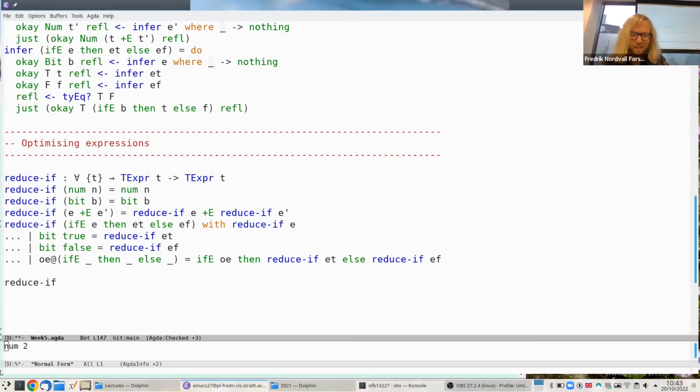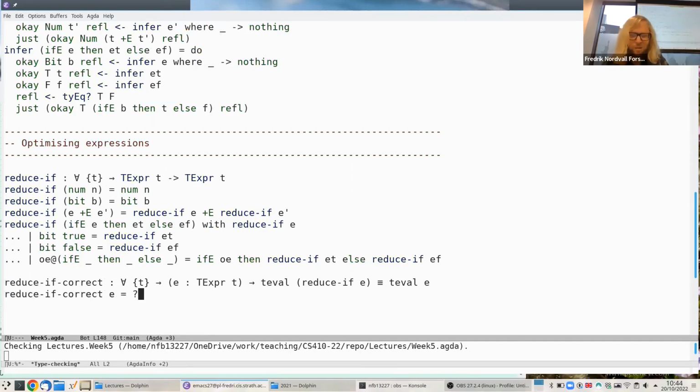And what do I mean by this? Like I said, I can prove that for all types T and for all expressions E of type T, if I evaluate E, then I get the same thing as if I evaluate reduce if of E. Equality is symmetric, but I like it better if I write it this way around, because it's kind of explaining what happens if you evaluate reduce if. Okay, so we could hope to prove this.